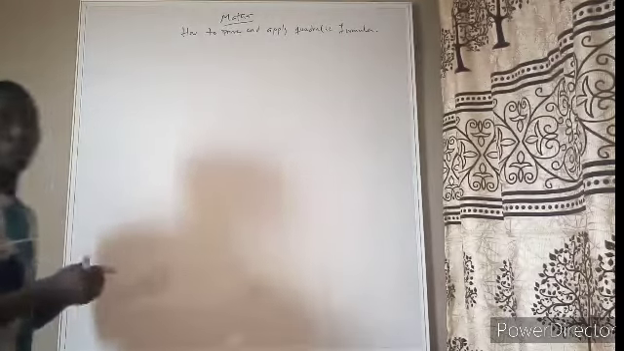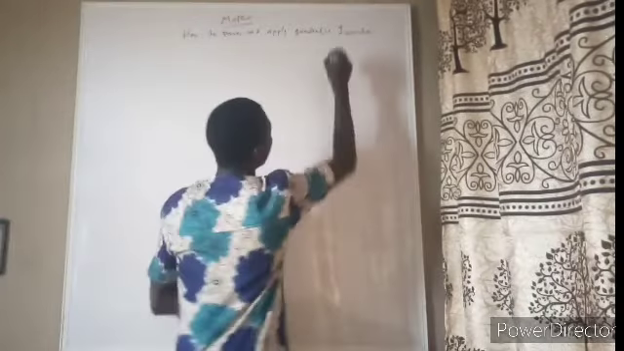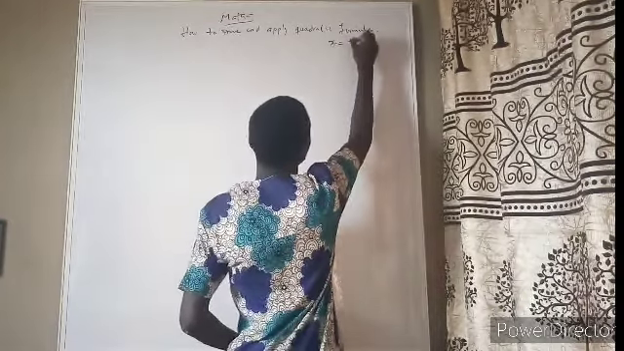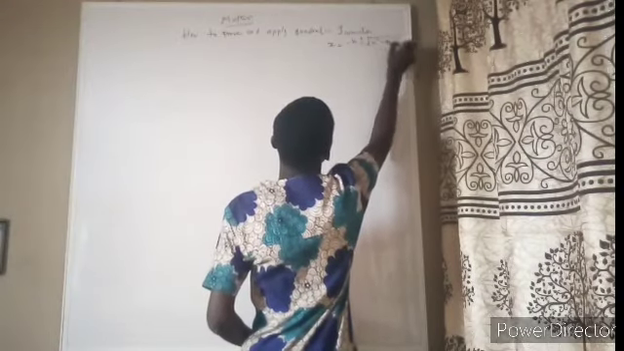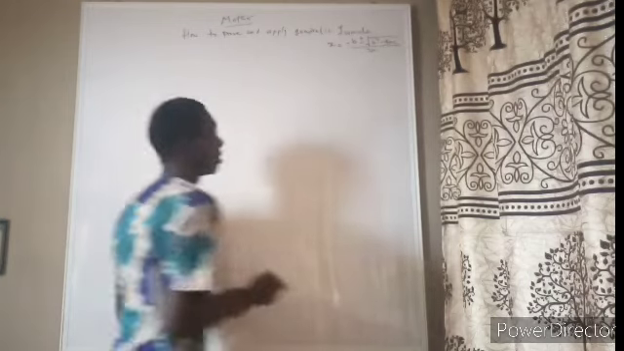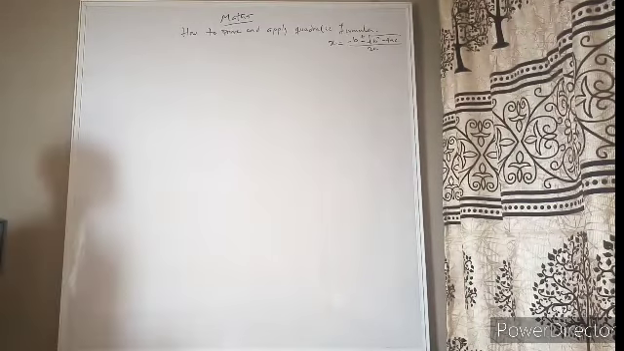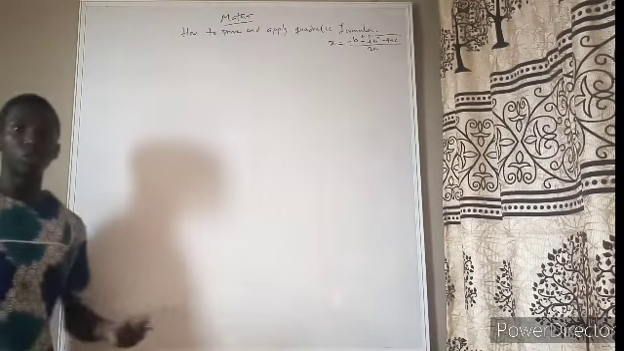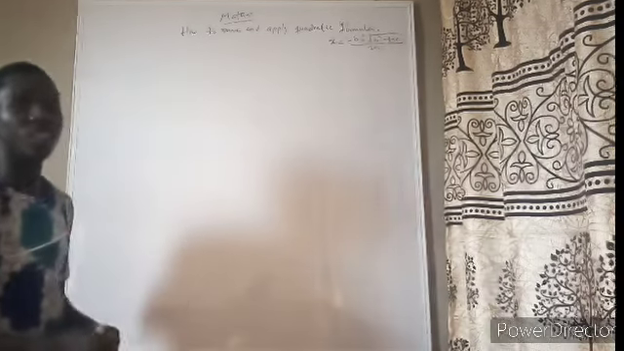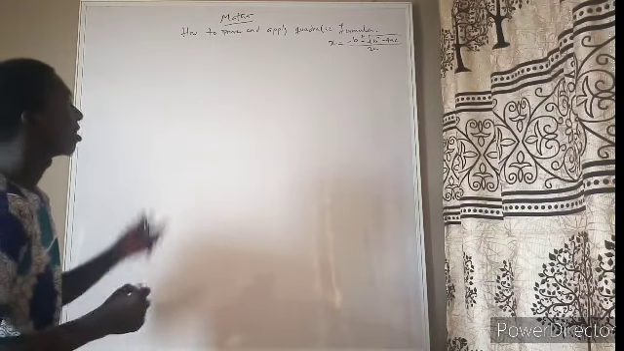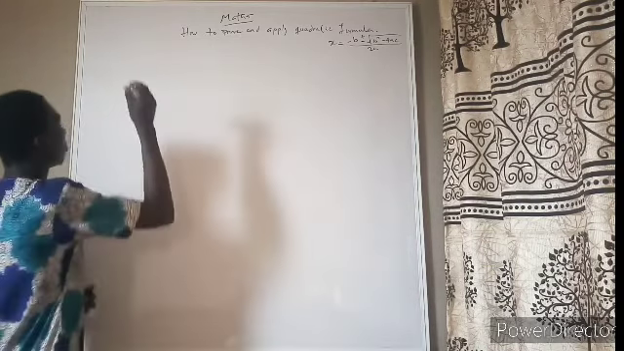And what's the quadratic formula? The quadratic formula states that x equals minus b plus or minus root b squared minus 4ac, all over 2a. That's the quadratic formula, and that's what we're proving. And we'll be solving maybe a question or two to buttress the point. Okay, so let's start.